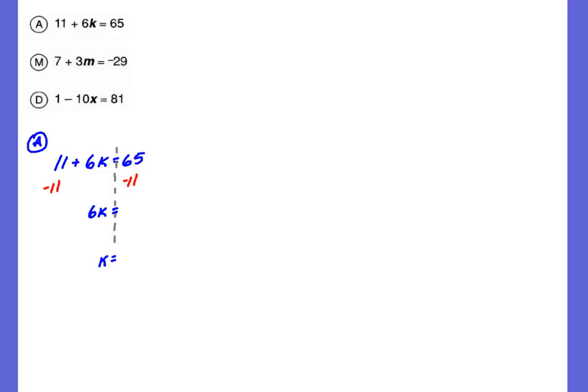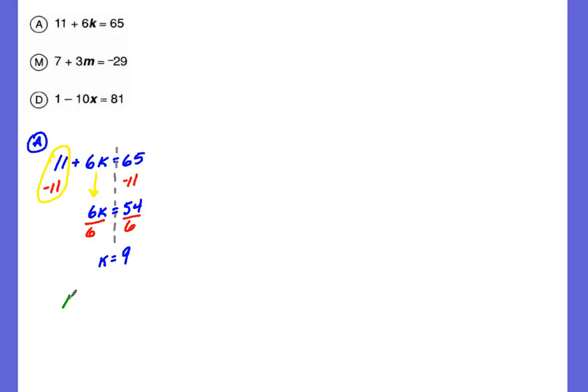We do that on both sides. That cancels out. 6k comes down because that's what's left. And over here, 65 take away 11 is 54. So 6k is equal to 54. What does 1k equal? Well, we're going to divide by 6 to find out. 6k divided by 6 is k. 54 divided by 6 is 9.